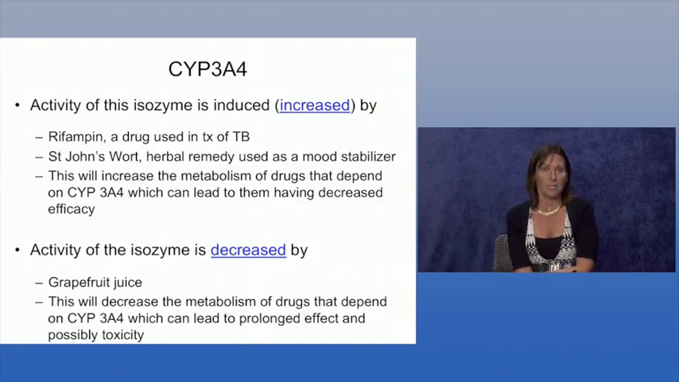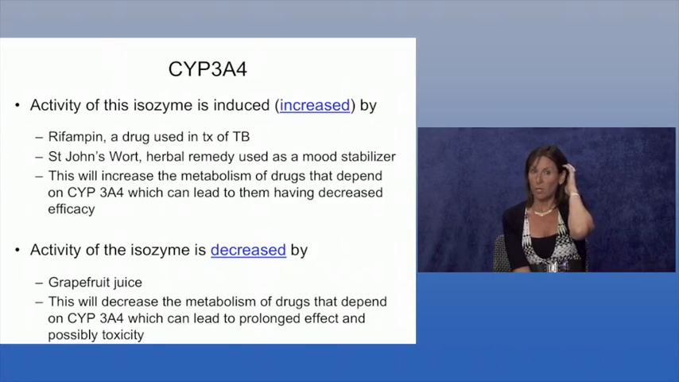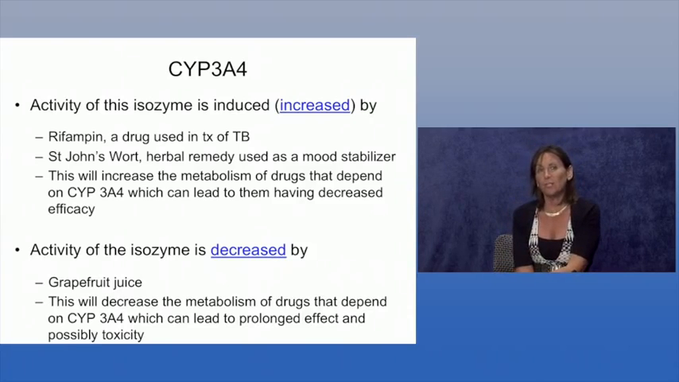In addition, the activity of the enzyme can be increased or induced by an herbal remedy called St. John's wort. I'm sure many of you have heard of this. The active ingredient in St. John's wort is called hypericum, and it is commonly used as a mood stabilizer. In fact, our information about St. John's wort led to the development of a class of drugs used in the treatment of depression called serotonin reuptake inhibitors.